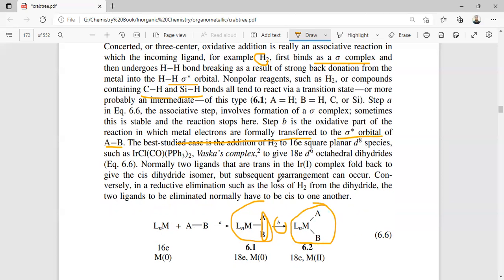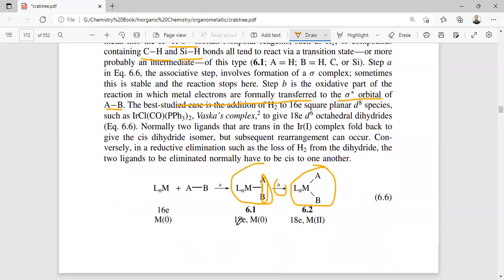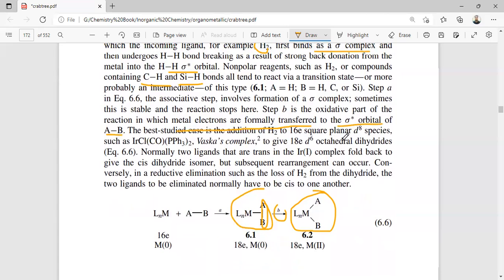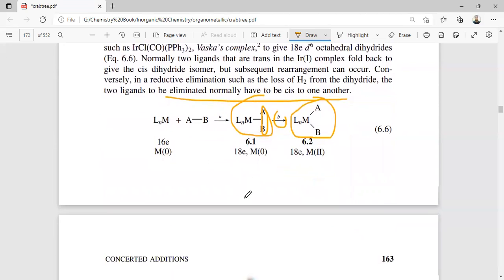A classic case is the addition of H2 to the 16 electron square planar Vaska complex, IrCl(CO)(PPh3)2, to give an 18 electron d6 octahedral dihydride complex. Normally, two ligands that are trans in the iridium(I) complex fold back to a cis dihydride isomer, but subsequent rearrangement can occur. Conversely, in a reductive elimination such as the loss of H2 from a dihydride, the two ligands being eliminated normally have to be cis to one another.